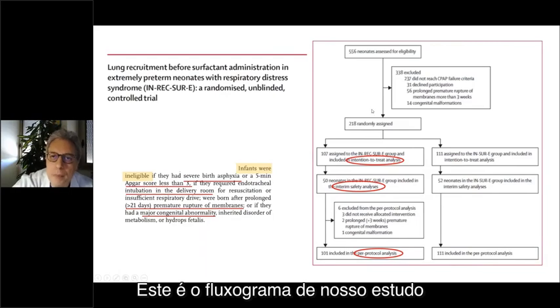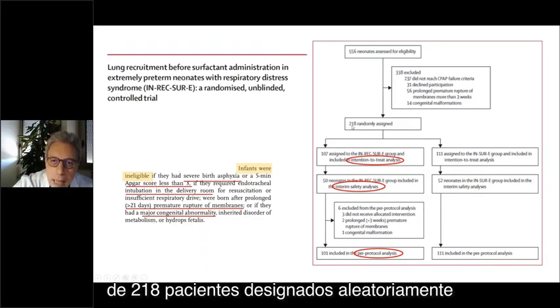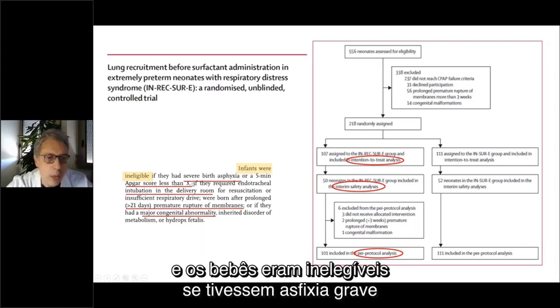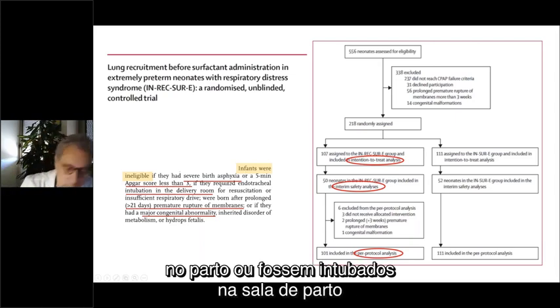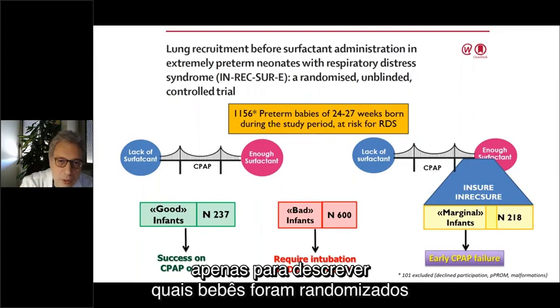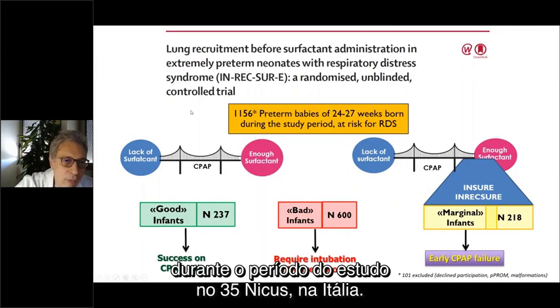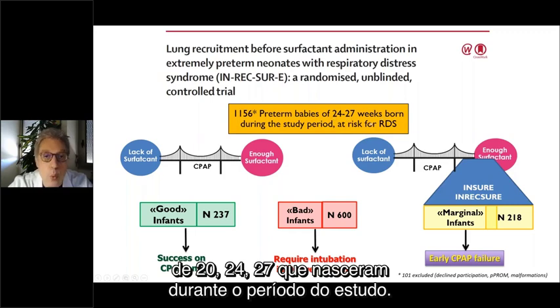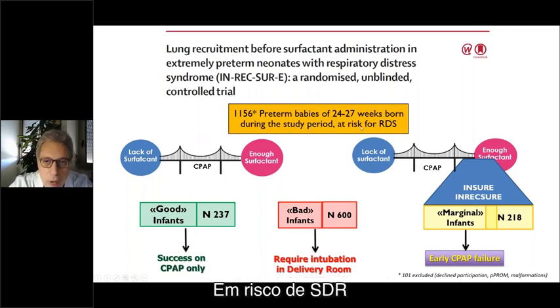This is the flow diagram of our study, 218 patients randomly assigned, and the infants were ineligible if they had severe birth asphyxia or they were intubated in the delivery room. Just to describe what babies we randomized. During the study period, in the 35 NICUs in Italy participating in the trial, 1,156 preterm babies of 24 to 27 weeks were born during the study period at risk for RDS.